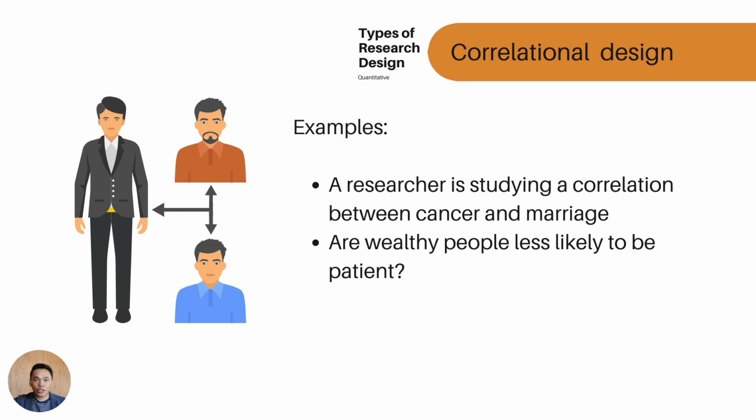for example, a researcher is studying a correlation between cancer and marriage. Is there a relationship between cancer and marriage? Another example is, are wealthy people less likely to be patient? So does this mean that if you are wealthy, you are less patient?